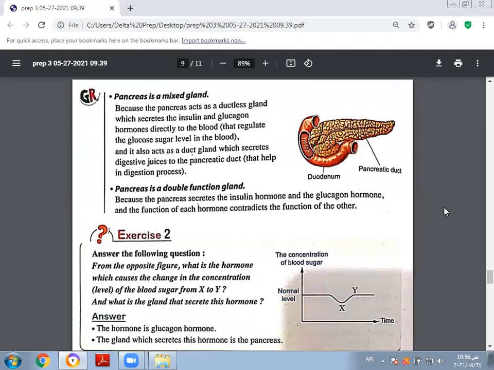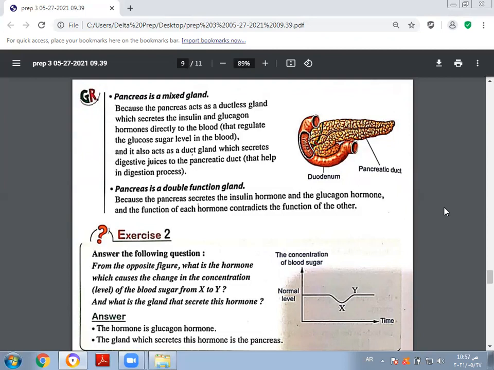The pancreas is considered a mixed gland. Why is the pancreas considered a mixed gland? That's because the pancreas acts as a ductless gland which secretes the insulin and glucagon hormones directly into the blood, which regulates the glucose sugar level in the blood. And also, it acts as a duct gland, which secretes digestive juices into the pancreatic duct that help in the digestion process. So it is a mixed gland because it acts as a duct gland and also as a ductless gland.